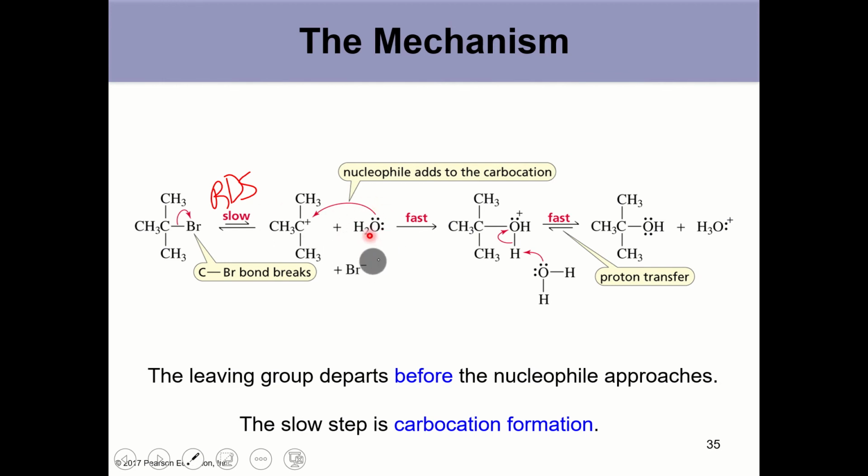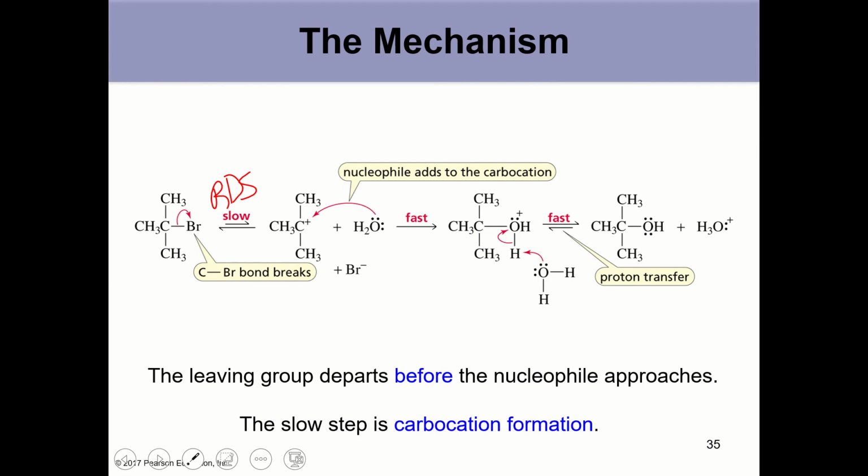In this case, we're using water as the nucleophile, so water is bonding at the positive carbon. This makes a protonated alcohol. Another molecule of water will come and deprotonate to give the final alcohol product and an acid.